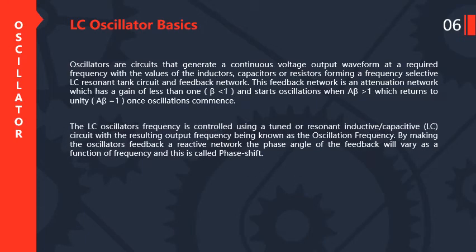The LC oscillator's frequency is controlled using a tuned or resonant inductive or capacitive circuit, with the resulting output frequency being known as the oscillation frequency. By making the oscillator feedback a reactive network, the phase angle of the feedback will vary as a function of frequency, and this is called phase shift.